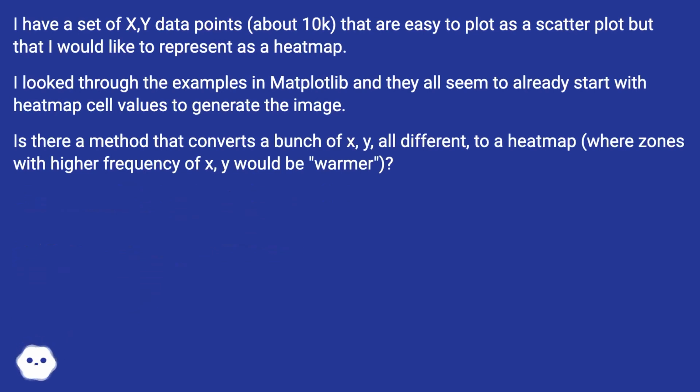I looked through the examples in matplotlib and they all seem to already start with heat map cell values to generate the image. Is there a method that converts a bunch of x, y, all different, to a heat map, where zones with higher frequency of x, y would be warmer?